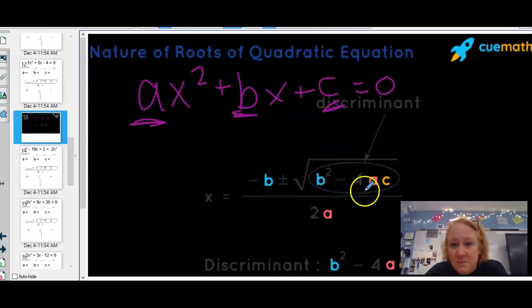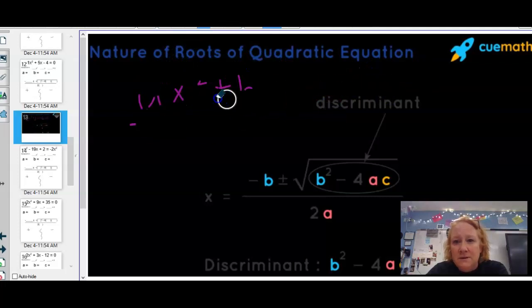This right here, b squared minus 4ac, is called the discriminant. The discriminant will tell you the nature of the roots. Right now, for the most part, we just have two positive roots. But you could have some imaginary roots, which you'll learn about in Algebra 2, or you could have one repeated root. So here is our quadratic formula.